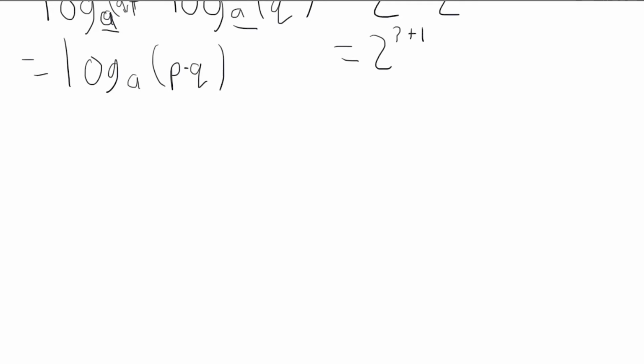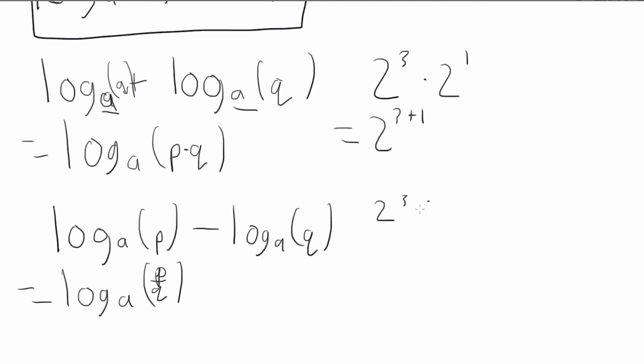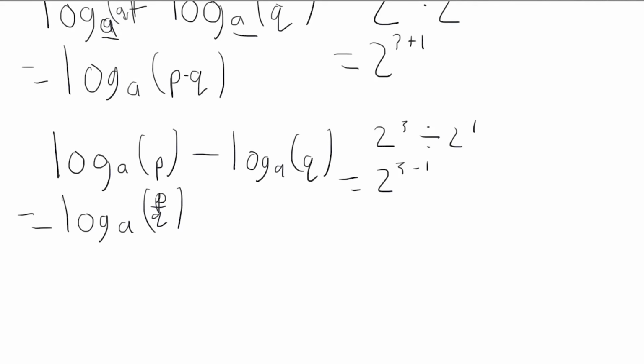Now, another logarithmic property that is really similar to this is dividing, or subtracting logarithms rather. So say we have log base a of p, and we subtract log base a of q. Well, this is equal to log base a of p over q, which is basically the opposite of what we did when we added. How's this similar? Well, let's do 2 to the 3 divided by 2 to the 1. That's equal to 2 to the 3 minus 1. So you can really see the similarities between exponential equations and logarithms.